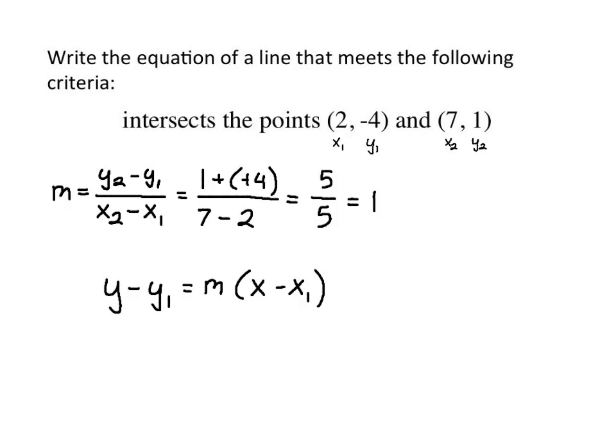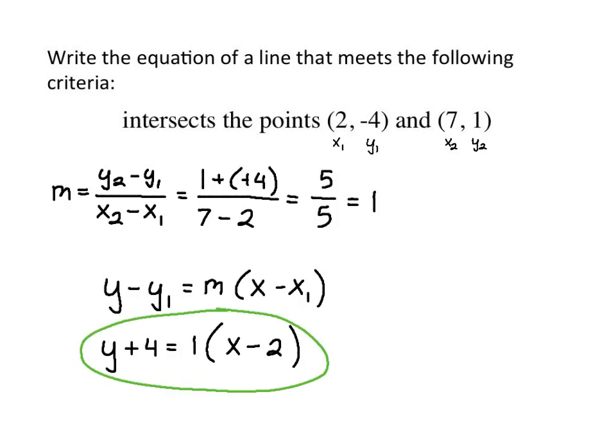So if we now plug in the values we were given, our y1 value here is a negative 4. So if I subtract a negative 4, we realize that we're really doing y plus 4 equals, the slope we found was 1 times x minus our x1 value, which is a 2. And so there we have it, our slope point form of an equation that goes through the points (2, -4) and (7, 1).